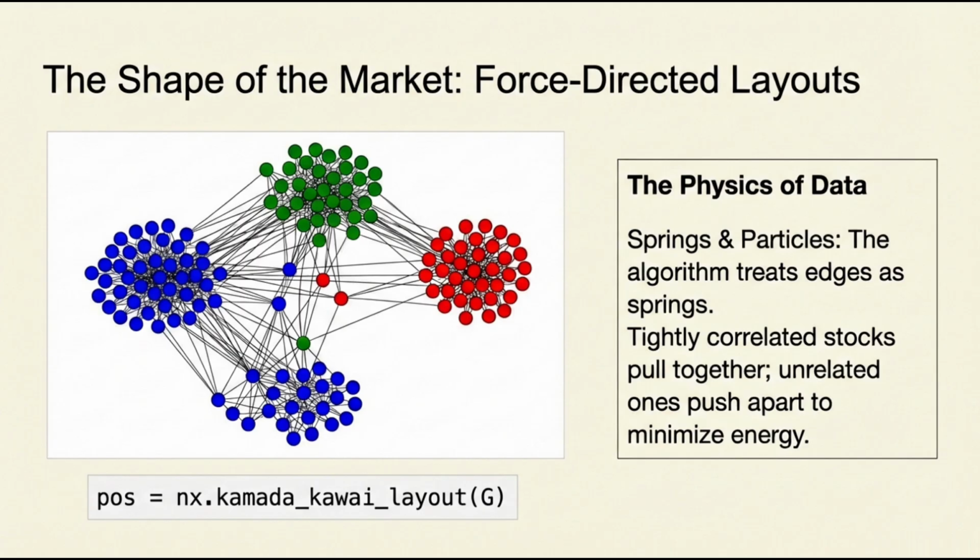Now that the graph exists, we can ask what shape the market has. This slide introduces force-directed layouts, specifically the Kamada-Kawai layout. The large image on the left shows stocks arranged into colored clusters, and the text on the right explains the physics intuition. The algorithm treats edges like springs. Stocks that are strongly connected pull toward one another, while unrelated ones push apart to minimize energy. That is a beautiful idea because it turns abstract relationships into spatial structure.